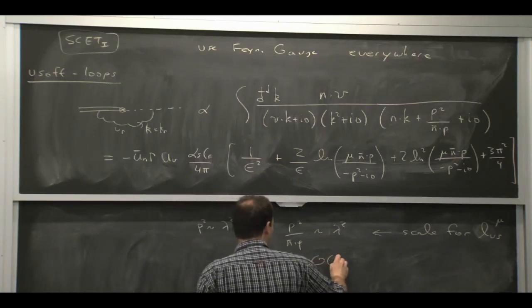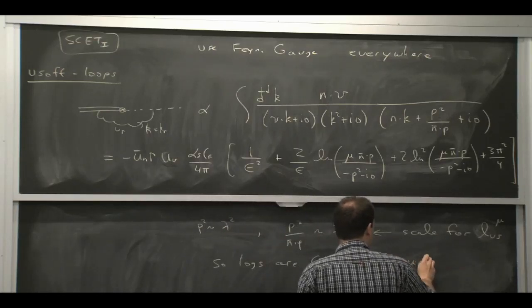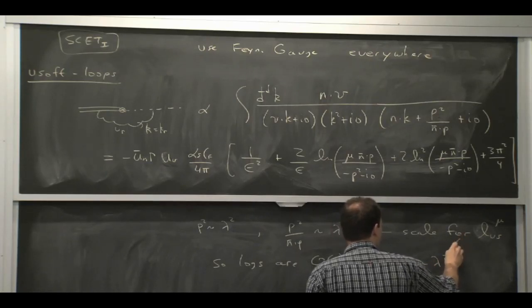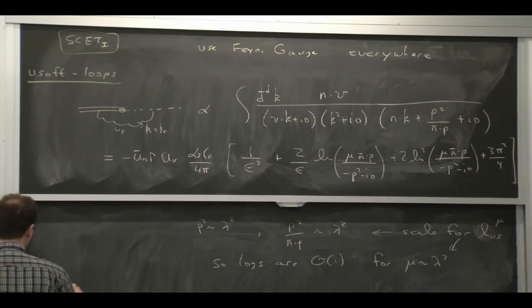So the logs are not large logs, they're order 1 logs, as long as mu squared, mu is of order lambda squared, which is the scale for ultrasoft momentum. And that's what we expect from this ultrasoft diagram, that it's telling us about physics at the ultrasoft scale, and that's what we see from setting things up, doing the calculation.